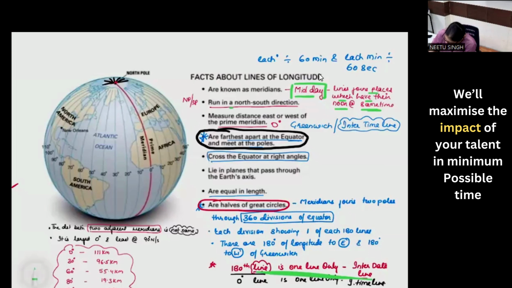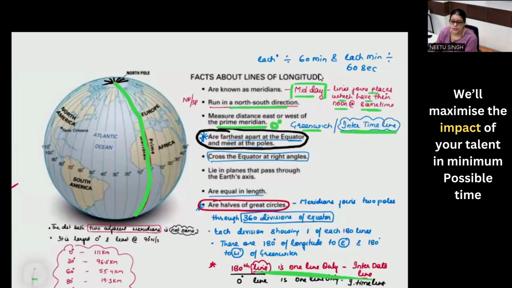They run from north to south, and I just highlight this. That is, they are running from North Pole to South Pole. And what we have decided as the measuring distance, it is measuring distance east and west with prime meridian. Prime meridian is thus plotted at 0 degrees. I have just highlighted it. Prime meridian is Greenwich. International timeline.